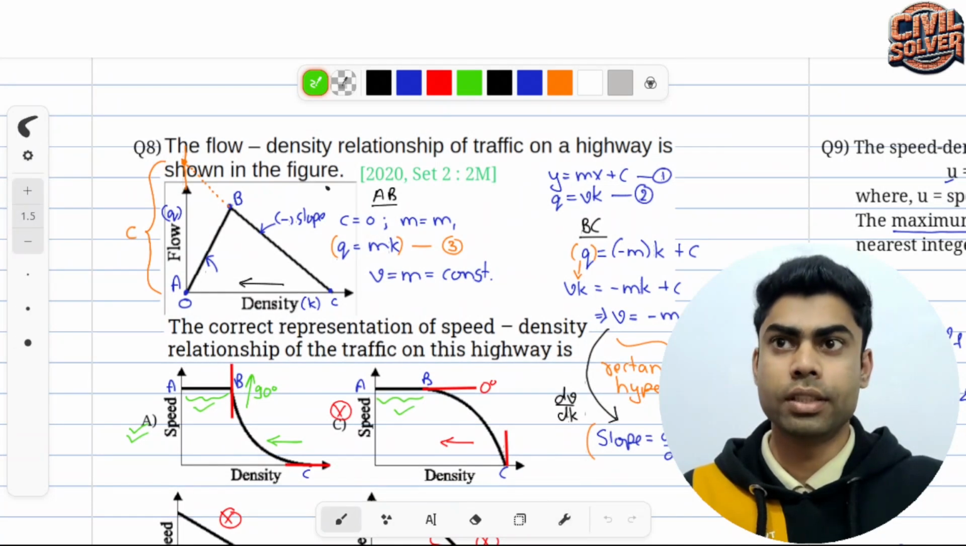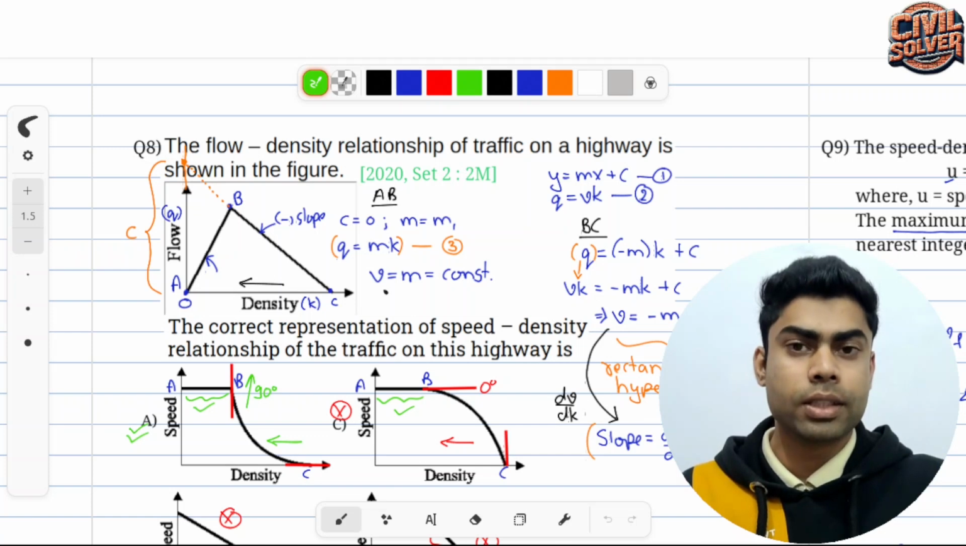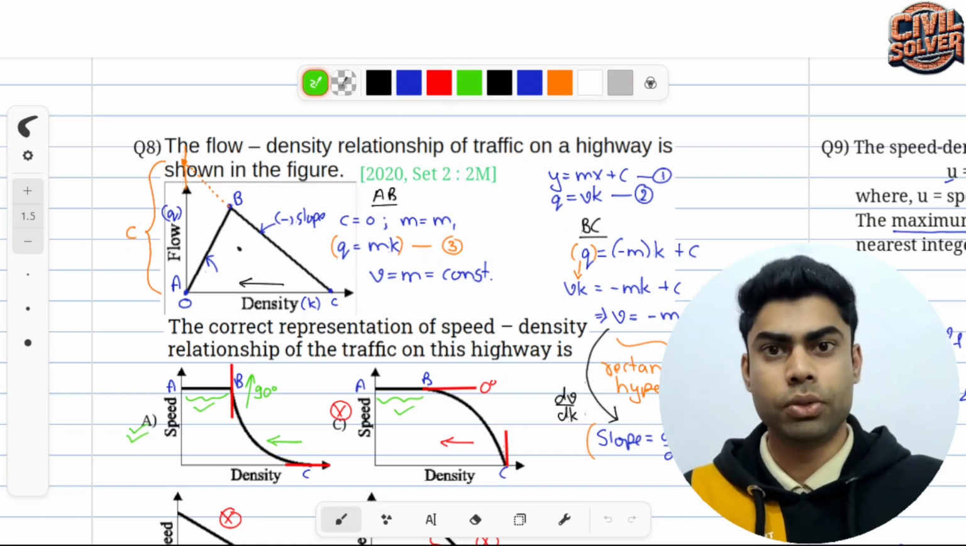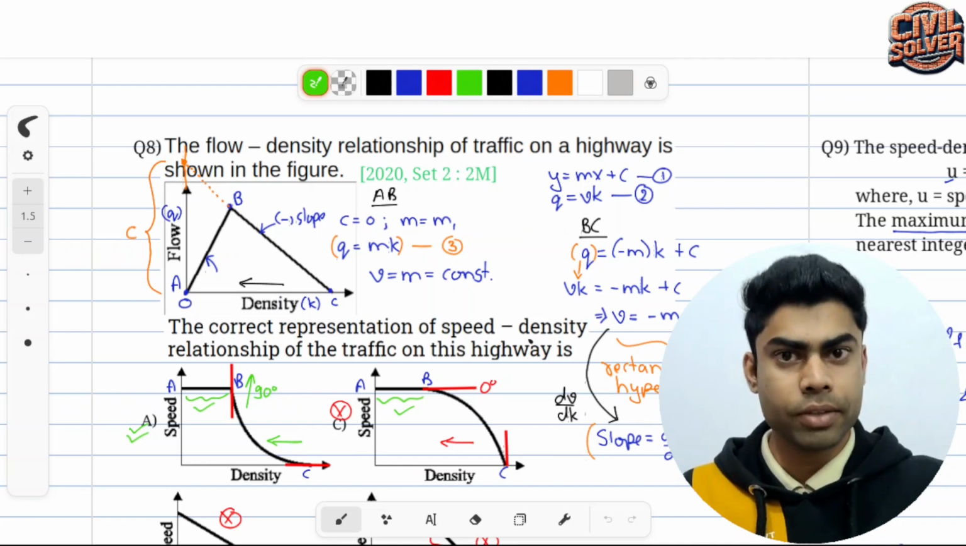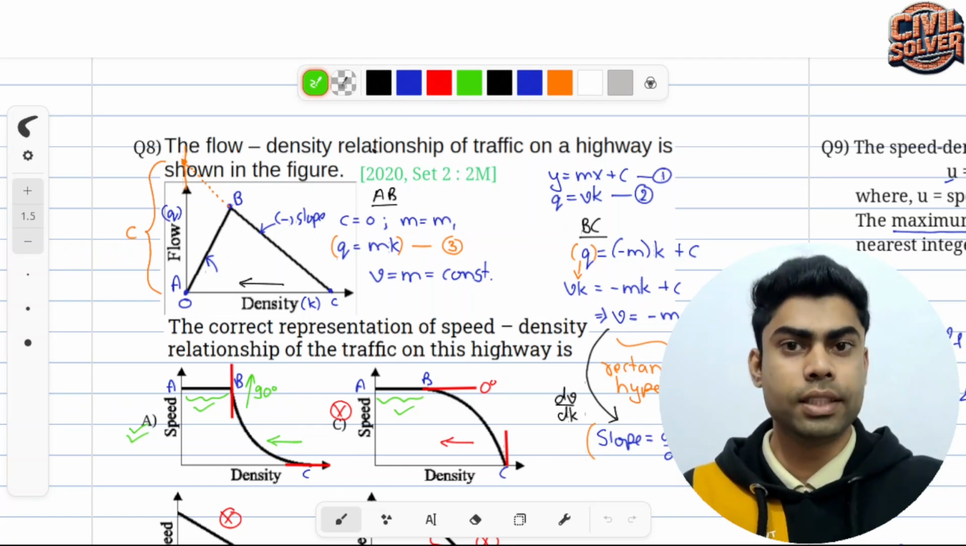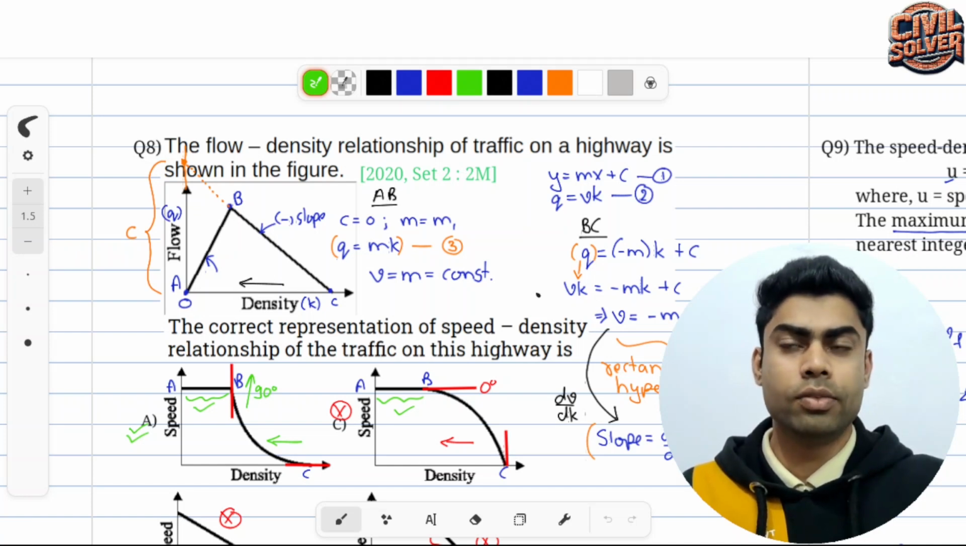It was a good question in which the flow density relationship was given like this and they were asking for the speed density relationship. We solved this question by separating the graph into two portions, AB and BC. We will be solving a similar question in this video as well, but that question is simply the inverse of this question. Why? Because in that question, the speed density relationship will be given and we need to find the flow density relationship corresponding to that graph. We will be using the same approach which we used in this video.